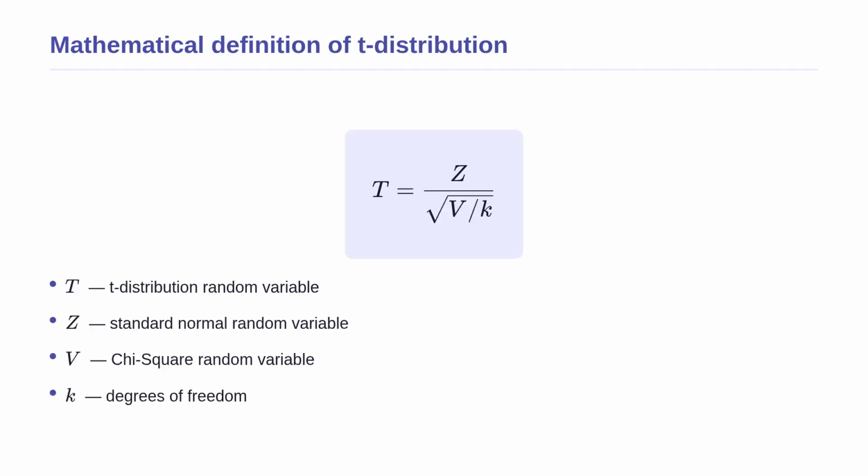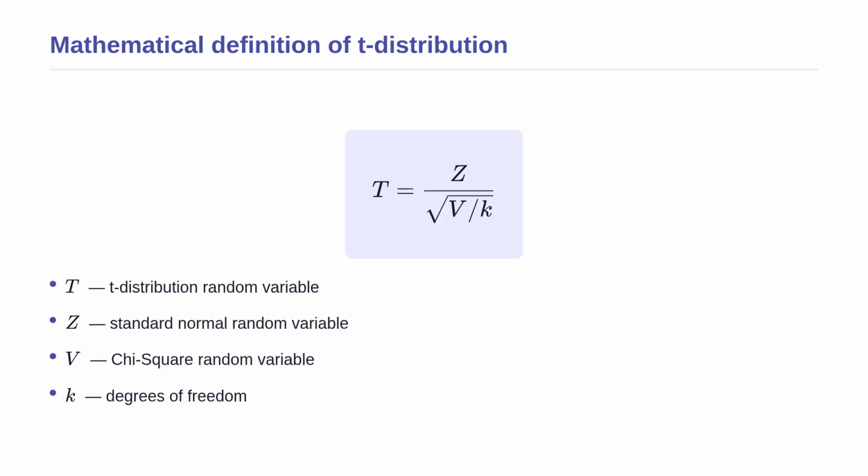Now that we have calculated a t-statistic, let us look at the deeper mathematical definition of the distribution itself. To understand this on a deeper mathematical level, we can define the t-distribution as a combination of two other distributions. The random variable t is defined as a ratio. The numerator, z, is a standard normal random variable, representing our basic data spread. The denominator involves v, which is a chi-square random variable, divided by its degrees of freedom, k.